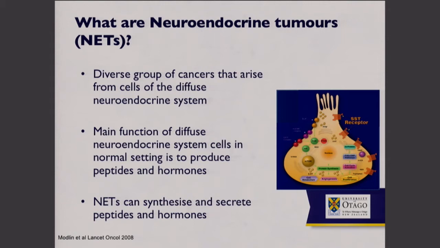So neuroendocrine tumours are cancers that arise from cells of the diffuse neuroendocrine system, and the main function of these cells normally is to produce peptides and hormones, and that means that these cancers can sometimes produce peptides and hormones as well.